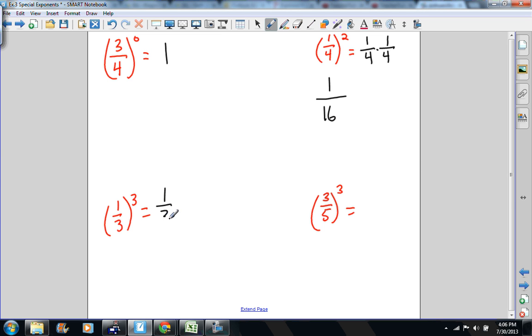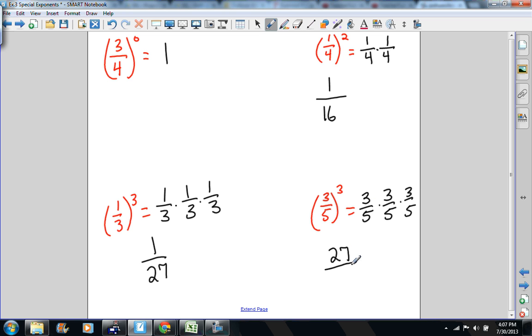So this becomes 1/3 times 1/3 times 1/3, which is 1 over 27. 3/5, just like this. 3 times 3 times 3, we've done a few times, is 27. 5 times 5 is 25, and now we can do the quarter trick. So 25 times 5 would be 125. And just like most of these, that cannot be simplified.